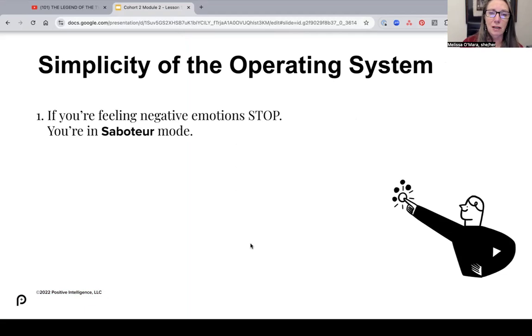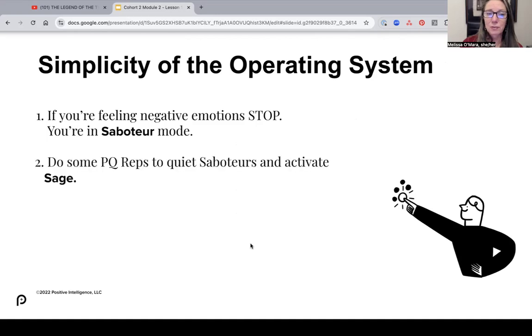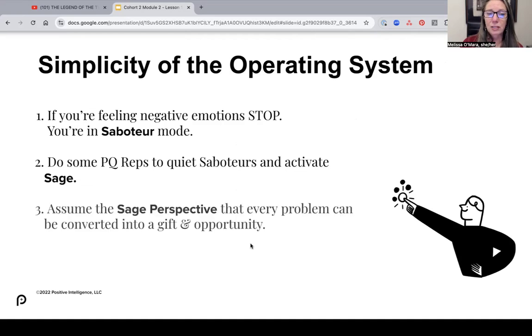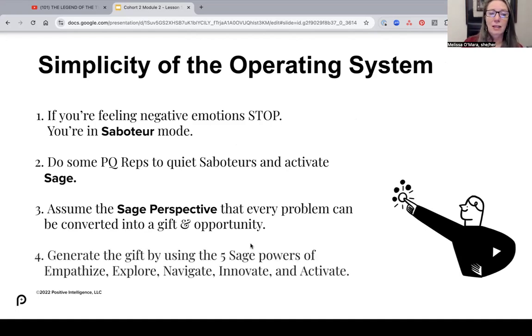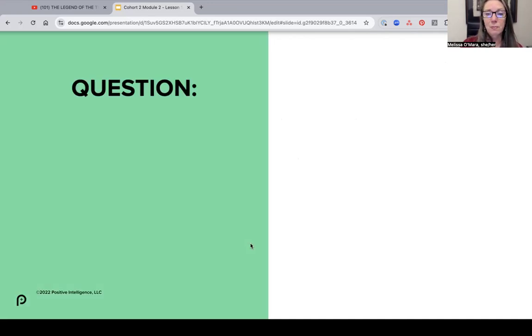So if you're feeling stuck in negative emotions, it's pretty simple. Stop. You're in saboteur mode. Do some PQ reps to quiet the saboteurs and activate your sage. And assume the sage perspective if you can, or at least allow yourself to let go of the negative emotion. And we can also use the 5 sage powers to empathize, explore, navigate, innovate, and activate.